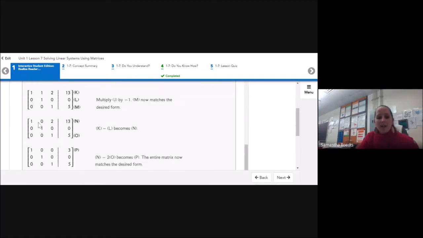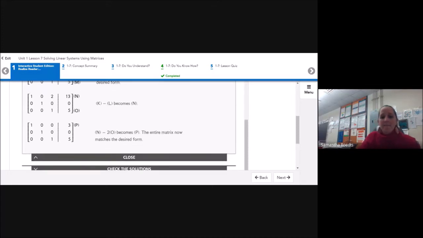So now I need to figure out this top row, this row K. So I'm going to do K minus L, which gives me N. So now I have 1, 0, 2, 13. I need to get rid of this 2. Okay, so I'm going to multiply O by 2. So I take N minus 2O, which becomes P. And that gives me my new reduced row echelon form.